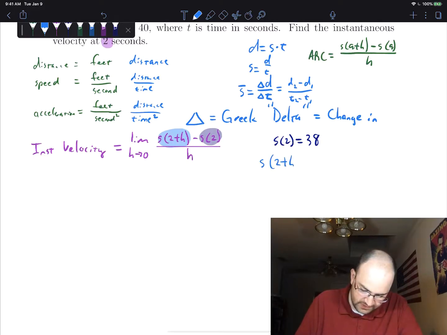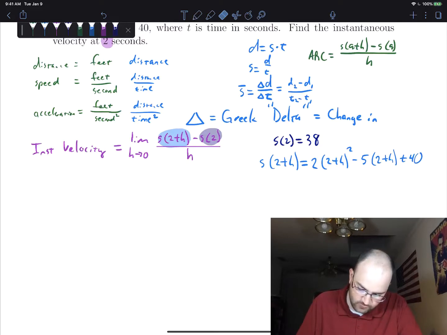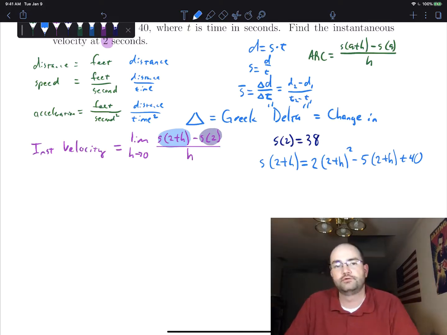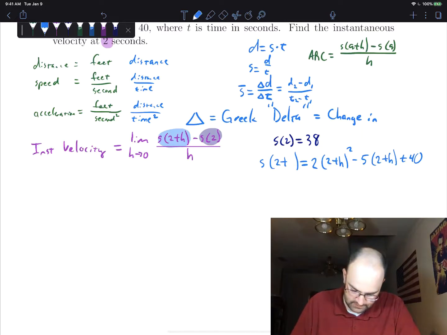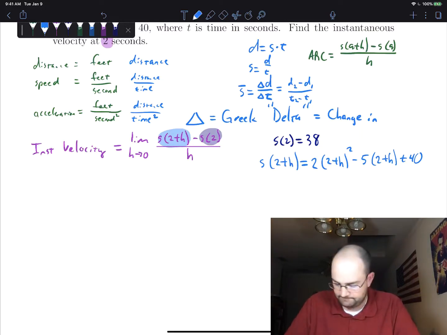S of 2 plus h. That will give me 2 times (2 plus h) squared minus 5 times (2 plus h) plus 40. By the way, I apologize for my h's. They are terrible, I know, but I will try to make them legible. I'll probably have to rewrite many of them.